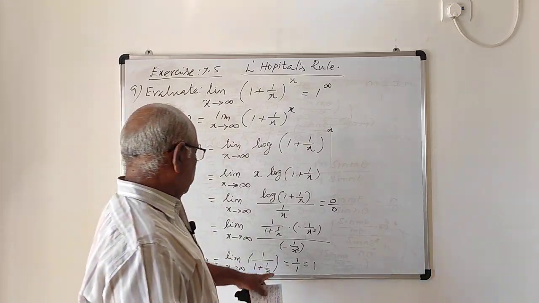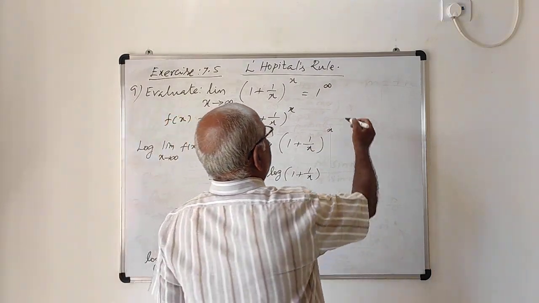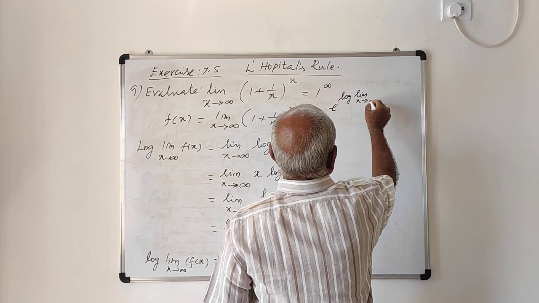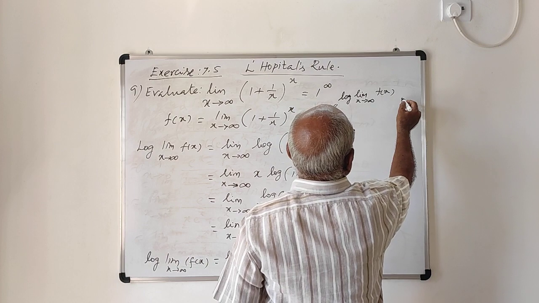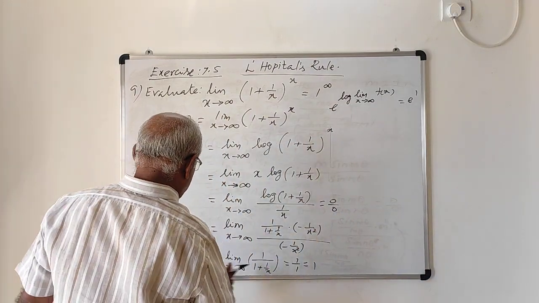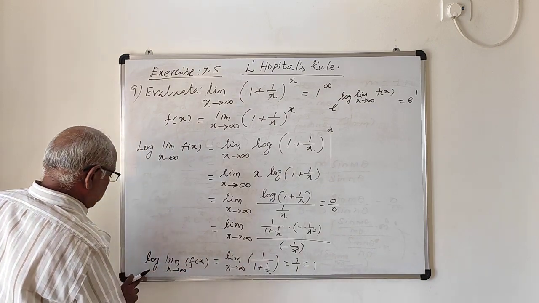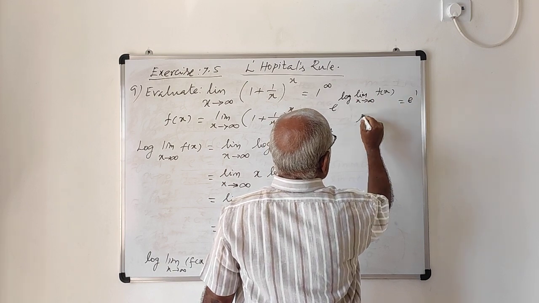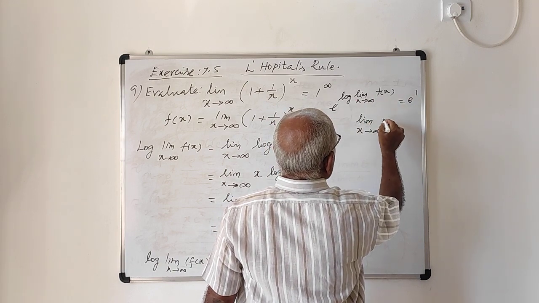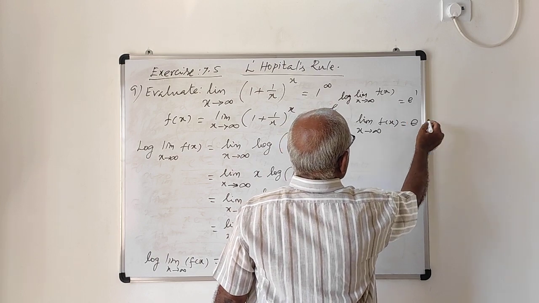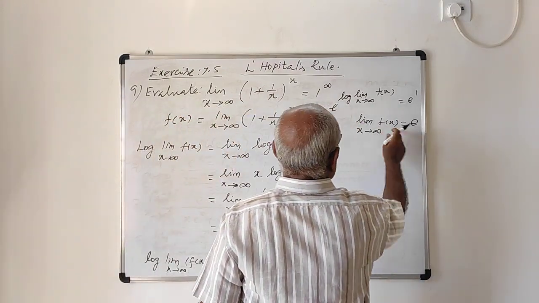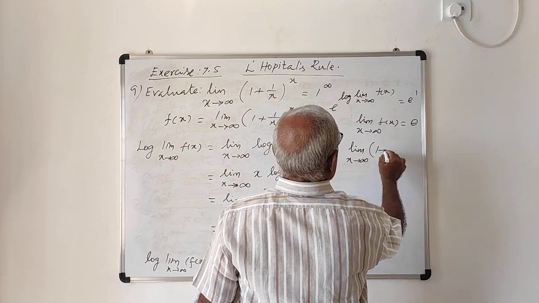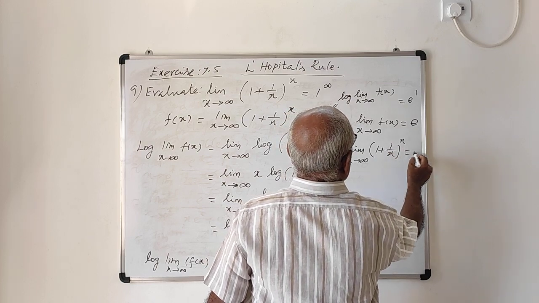Now, to find the limit value, eliminating log, we take e power on both sides. e power log of limit x tends to infinity f of x is e power 1. E power log cancels, so you get only limit x tends to infinity f of x, the given function, and e power 1 is e. Therefore the answer for this problem is e. So limit x tends to infinity of (1 plus 1 by x) power x is equal to e.